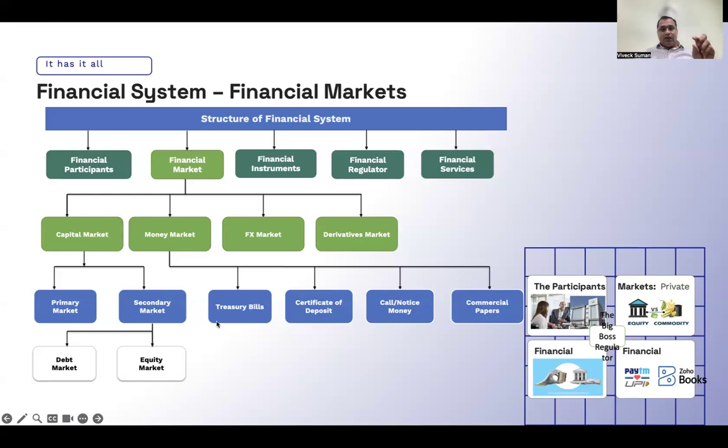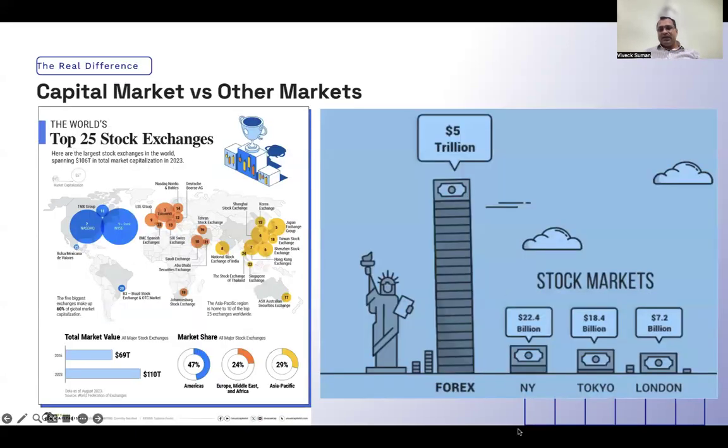Then we also looked into the money market, where treasury bills, certificate of deposit, call notice money, and commercial papers play. And then the forex market, you remember, it was a huge market. It's in itself 5 trillion. It can accommodate all the equity markets of the world together. And then we looked into the top 25 stock exchanges.